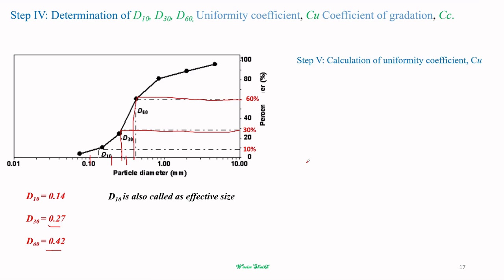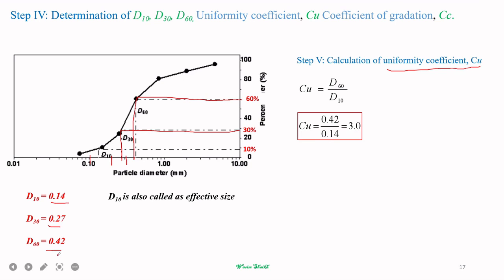Okay, next, step number 5. Calculation of uniformity coefficient, Cu. So this is the formula for Cu, D60 by D10. We already calculated D60 and D10. Just put them into the formula. That is 0.42 by 0.14. This is your D10 and this is your D60. Just put them into the formula. You will get the value of Cu as 3.